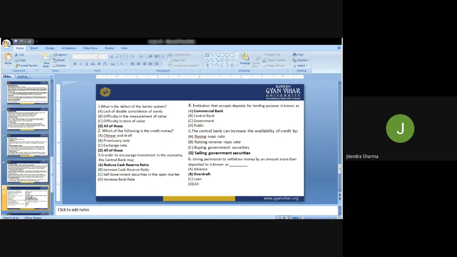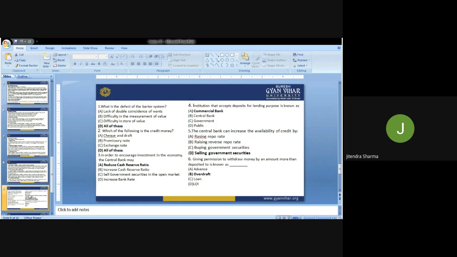Lack of double coincidence of wants, difficulty in measurement of value, difficulty in store of value. All of these are the defects of the barter system, because we cannot assess all these three exactly. So that is why the barter system is a defective system.